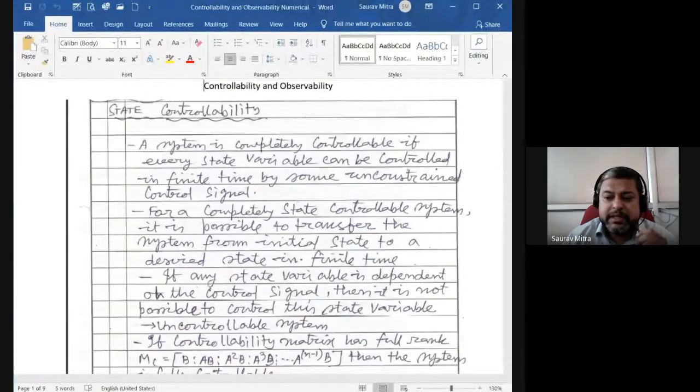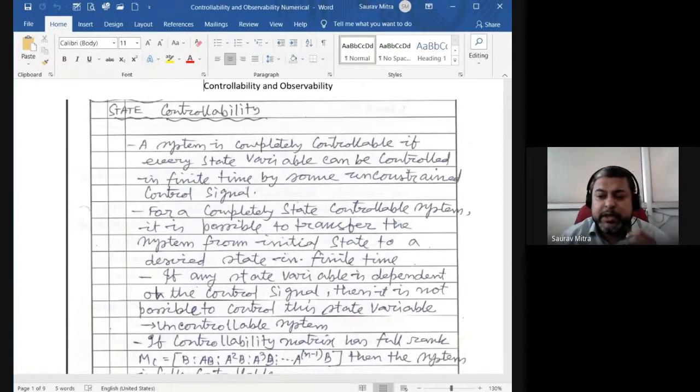So q1(t) is nothing but the first state variable. Generally the state variable model is given as q dot(t) = Aq(t) + Bu(t). Here q(t) is the state variable vector, and q dot(t) is the differential of the state variable vector. B is the input matrix and u(t) is the input forcing function.